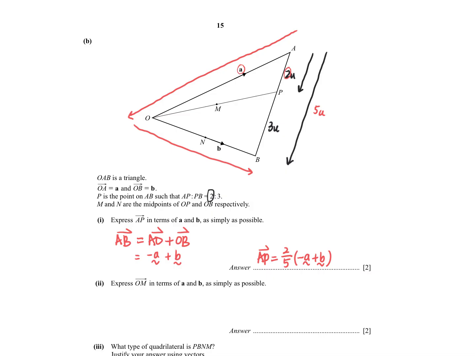So M is the midpoint of OP. If I want to find OM, I find OP first. So OP, if I check, to move from O to P is the same as moving from, wrong, O to A, and then A to P.